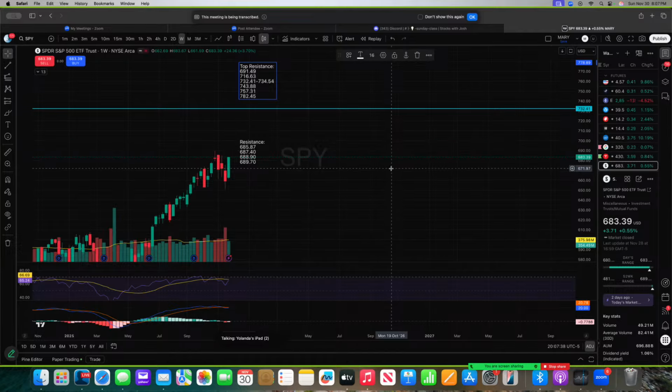Yes. Are you looking at the top of the weekly? Are you looking at the top of each one of those green candles for the different levels?